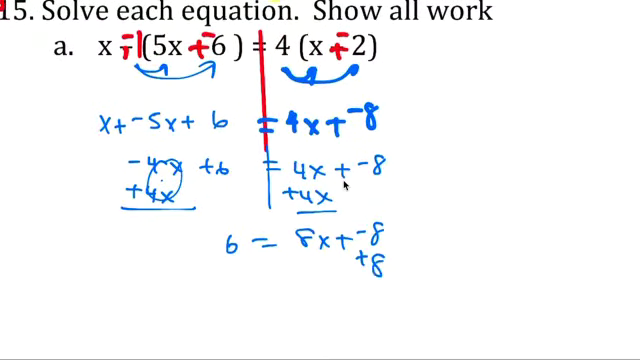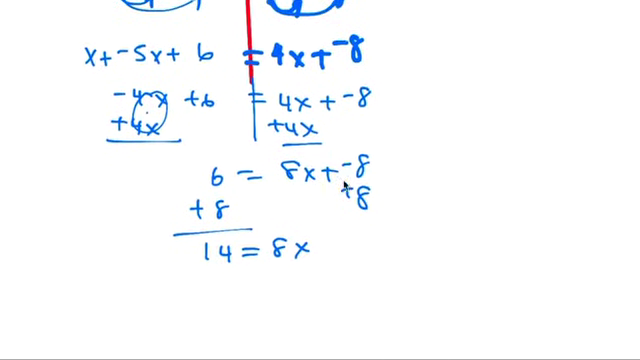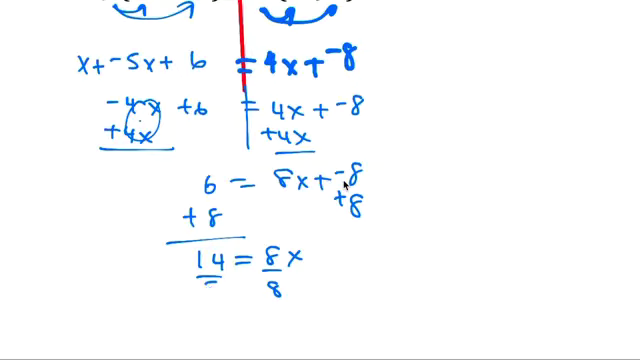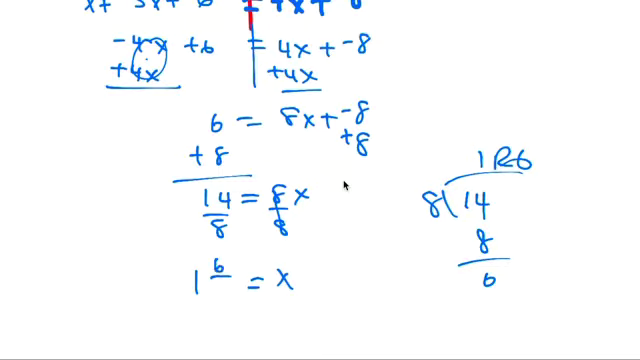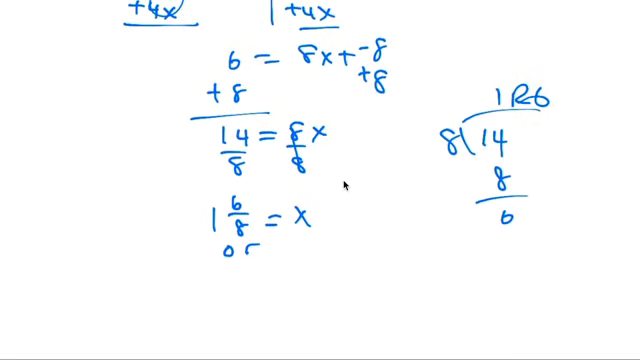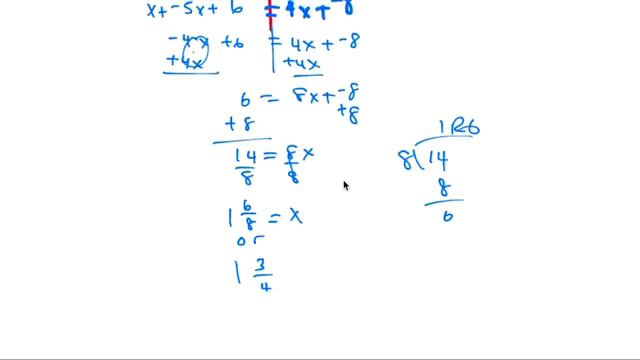Add 8 to both sides. Then you divide both by 8. X equals 14 divided by 8. It goes in one time. Remainder 6. So 1 and 6 over 8, or 1 and 3 over 4. Divide by 2 to both of them. Okay, this is called one solution.